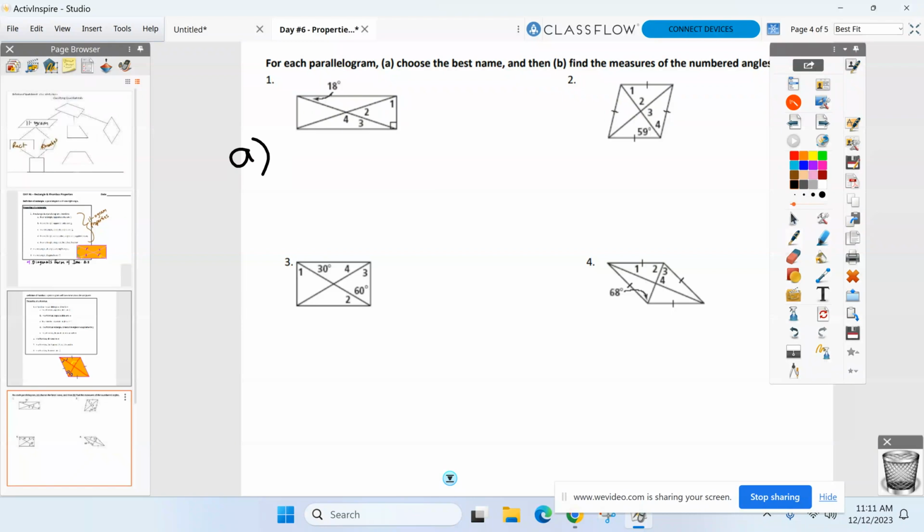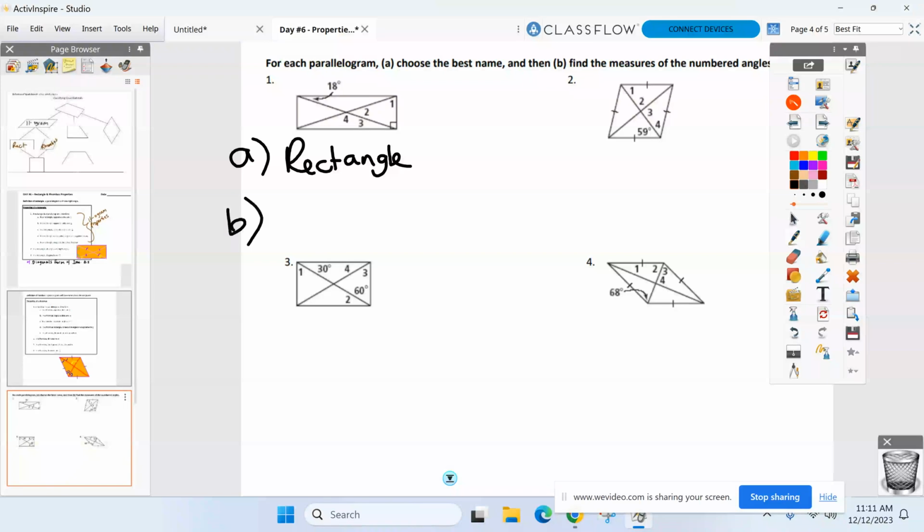So number one, it's a parallelogram, but notice I threw a right angle down here. So if I have a parallelogram and I put a right angle in, now it makes it a rectangle. A parallelogram with a right angle. I don't need all four, just one. Makes it into a rectangle. All right, let's go with the numbered angles now.